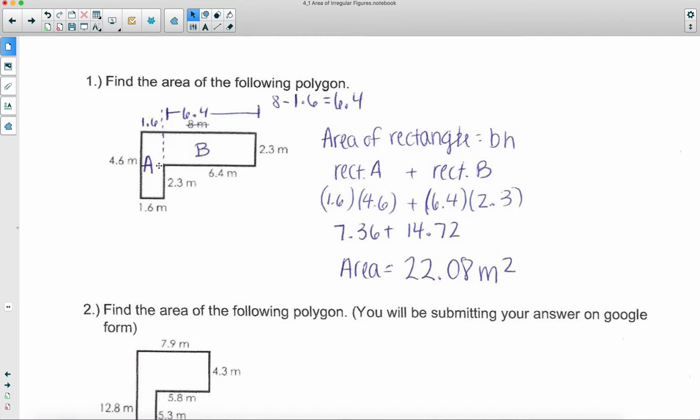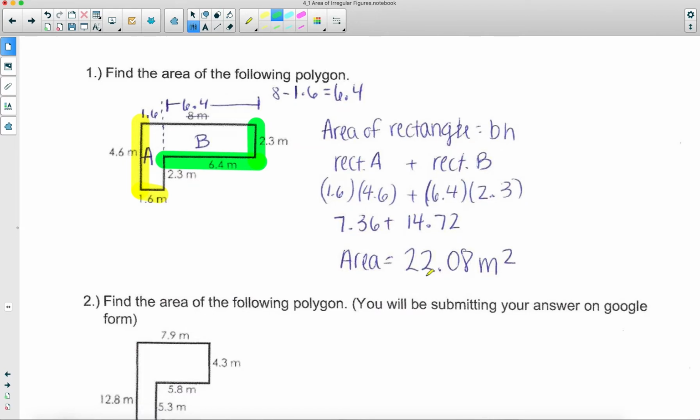All right, so just take a look quickly. I draw up my auxiliary line. That means that this side and this side are your equal sides, both at 1.6. So for A, it's a rectangle, base times height, base at 1.6, height at 4.6. So right here, my total area for rectangle A is 7.36. Then for rectangle B, it's nice because they tell me that this is 6.4 and this is 2.3. So 6.4 times 2.3, 14.72. Add those up and we're left with 22.08 square meters. All right, so that's the first one.